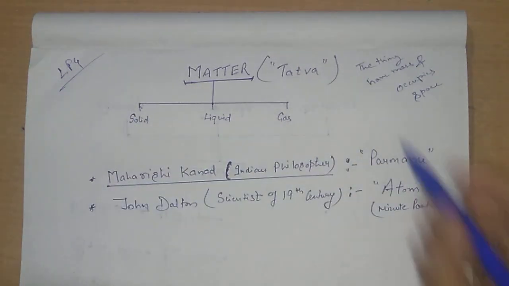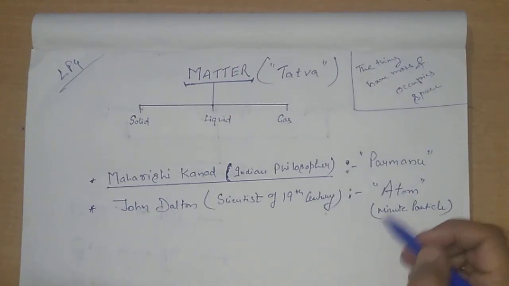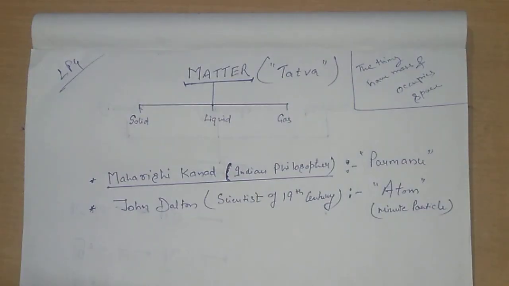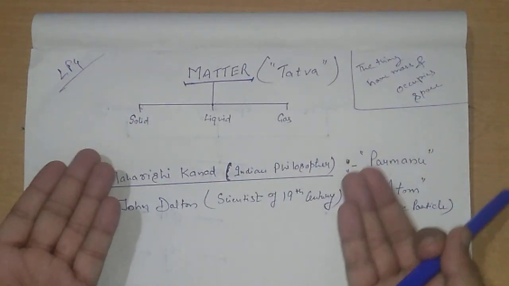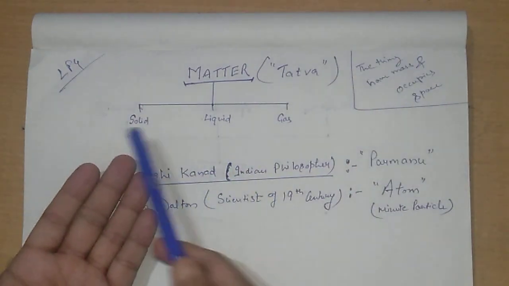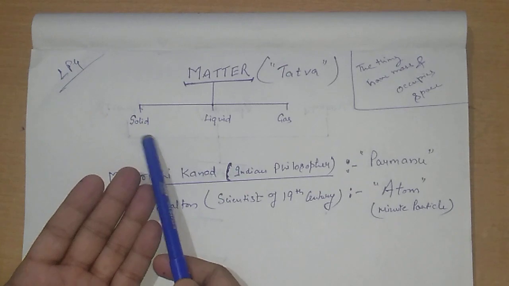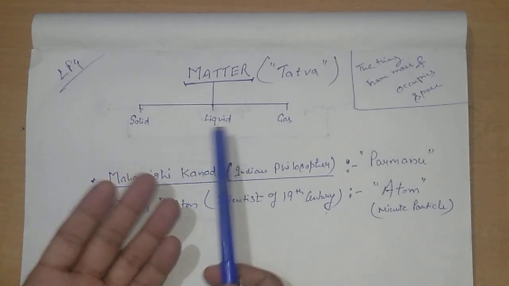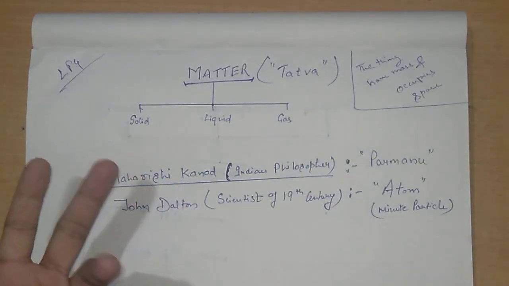Are we clear with the definition of matter? And a few examples: everything around us, including us, is an example of matter. Clear? Now, of course, matter can be of any state. It could be of liquid state, solid state, or gaseous state. Clear?